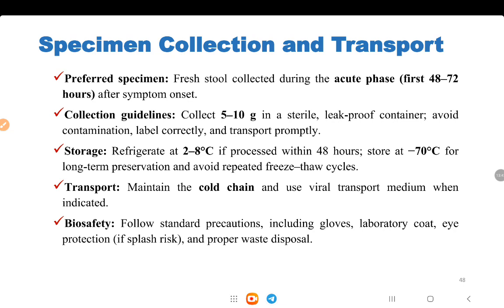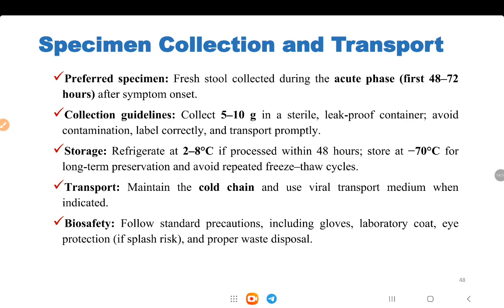And how can we diagnose this infection? The best sample for diagnosis is fresh stool collected during the acute phase. The collection guideline requires at least 5 to 10 grams in a sterile leak-proof container, avoiding contamination, labeling correctly, and transporting directly to the lab.